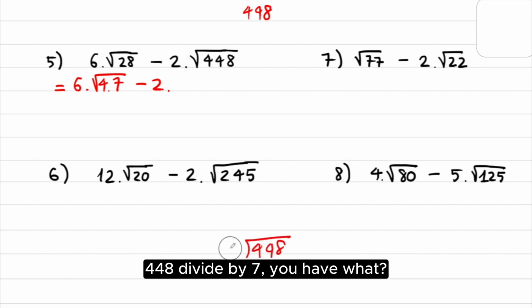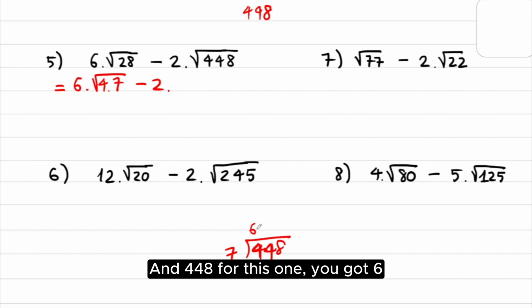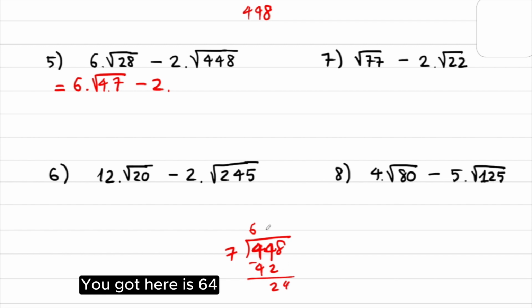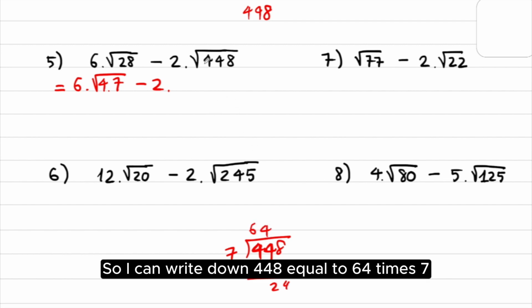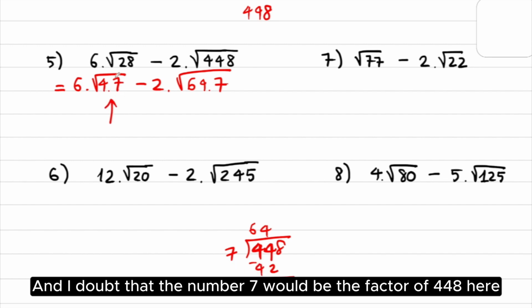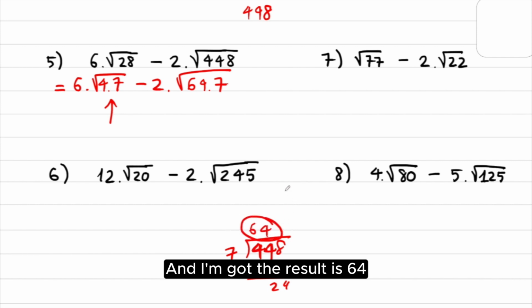448 divided by 7, you have what? 6 here, and 448, you get 6 of 5, 42, minus, you get here 64. Okay, so I can write down 448 equal to 64 times 7 times 7. I looked at this and I doubted that the number 7 would be a factor of 448. So I'm trying to take division. 448 divided by 7, and I got the result 64.